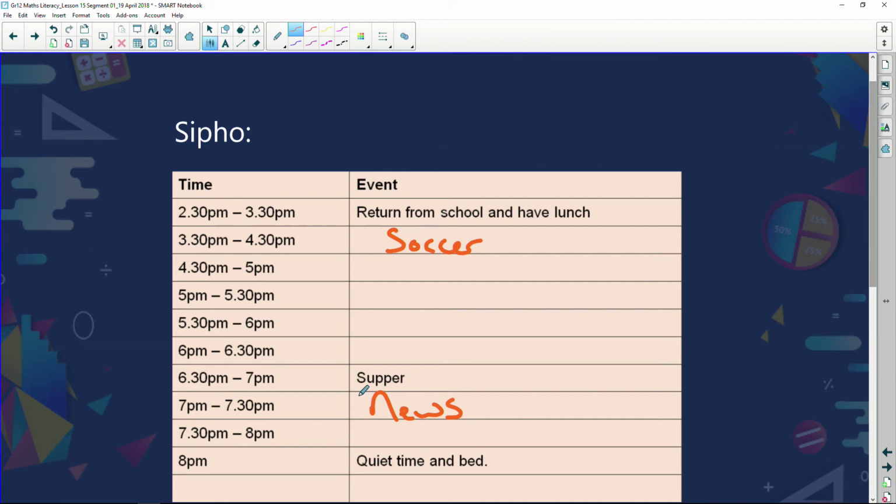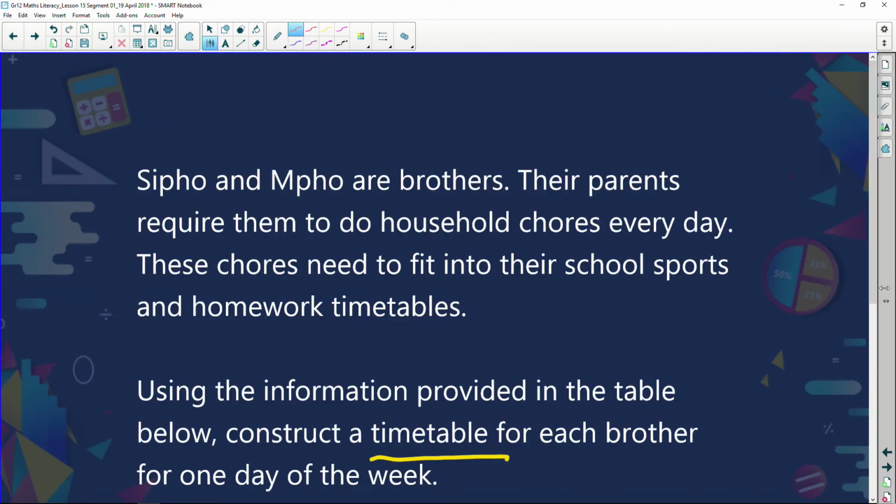Take note though, supper is happening from 6:30 to 7 o'clock. He's got to have supper there with the family. That's the time the family is saying we're having supper, and so that's already been put on the timetable. The other thing is Sipho has got to go to bed at 8 o'clock. Okay? He's a young little guy and he needs a good night's rest. Okay, so let's fit in this other stuff.